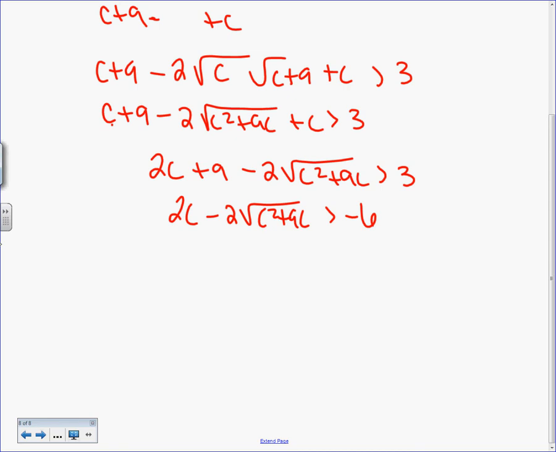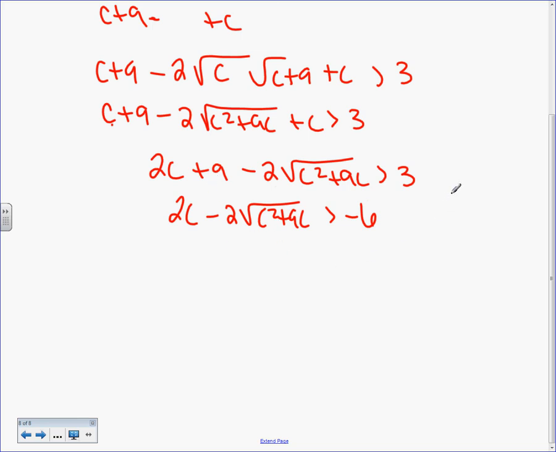What did I do? I squared it, but I don't think I want to do that. What did I do? 2C plus 6, and then I moved that over. I'm trying to think of the easier way. It's okay. What we're doing is fine. We'll just keep going. It's okay. Let's go ahead and get the square root alone. Okay? So I'm going to add the 6 here, and I'm going to move this over.